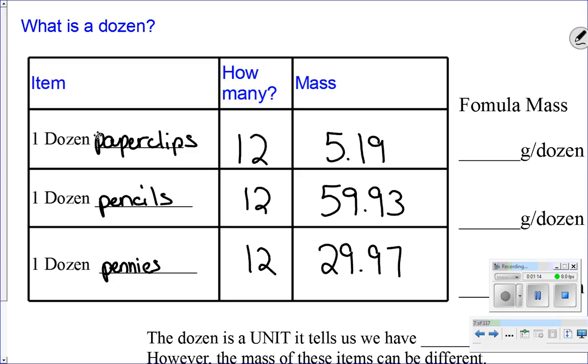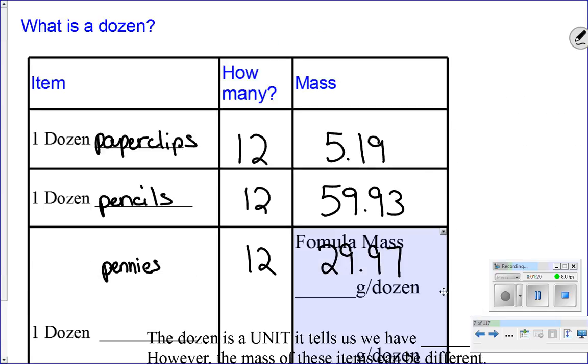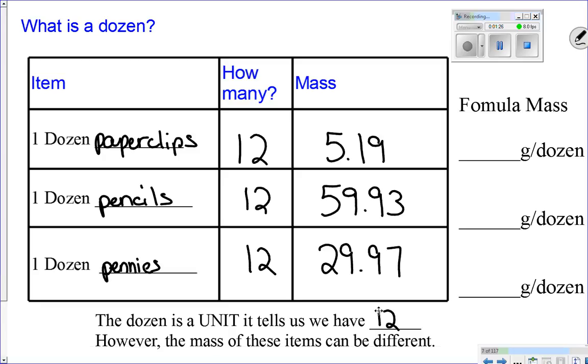So what we know to be true about a dozen is it is a unit that tells you you must have 12 of something. However, you might have actually different masses of those.